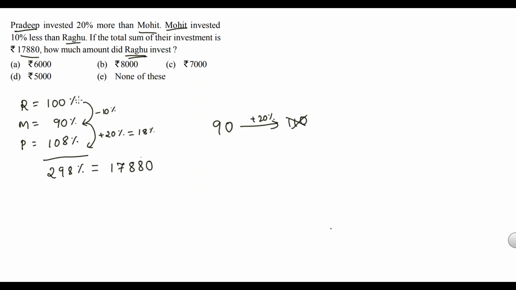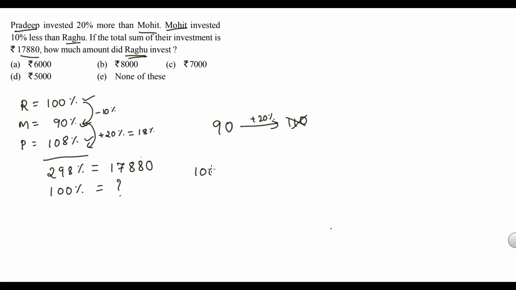If they ask you Raghu's investment, you should find the value of 100%. If the question is what is Mohit's investment, you should find the value of 90. If the question is what is the investment of Pradeep, then it is 108%. Here we are finding Raghu's investment, which means we are finding the value of 100% with the help of the given value of 298%.